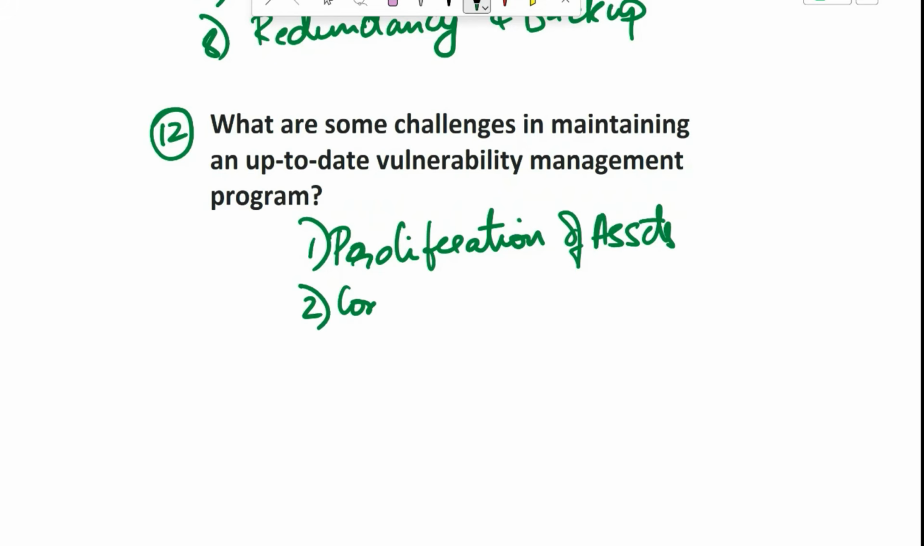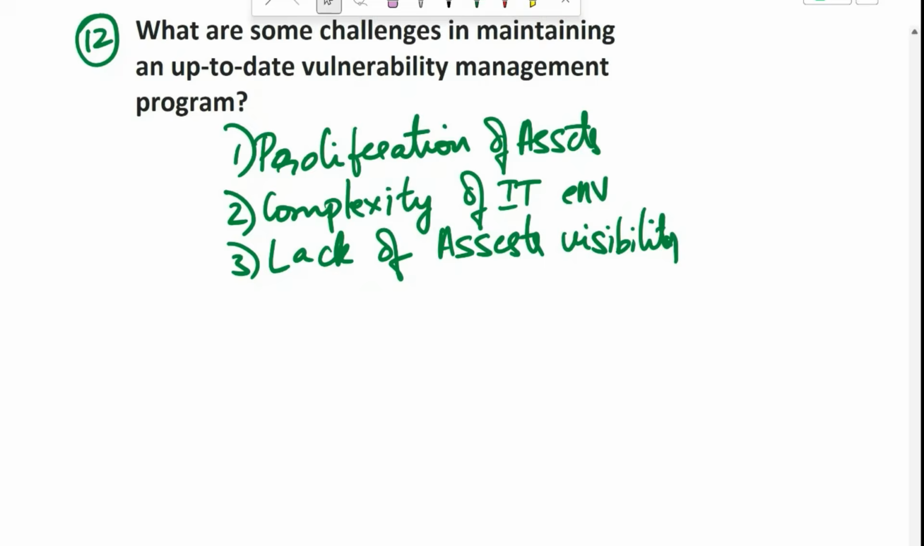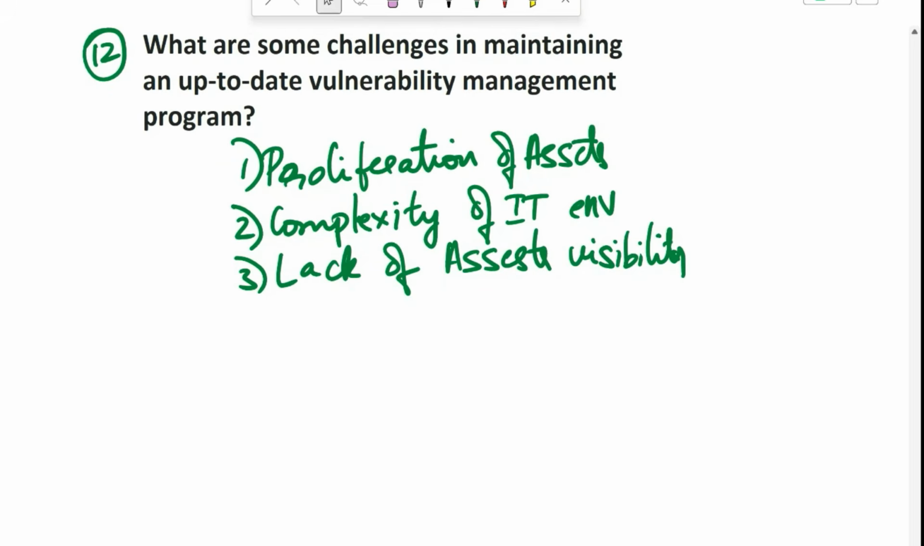Next is complexity of IT environments. Modern IT environments can be complex with hybrid cloud setups, virtualized systems, remote devices, and third party integrations. Ensuring that all assets are scanned and assessed accurately across different environments can be a challenge. Third one is lack of assets visibility. Inadequate visibility into all assets within an organization's network can lead to gaps in vulnerability identification. Assets that are not properly inventoried might be overlooked during scans.